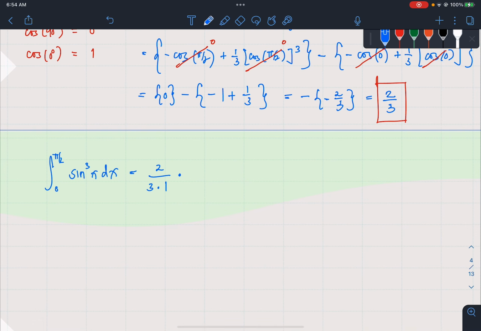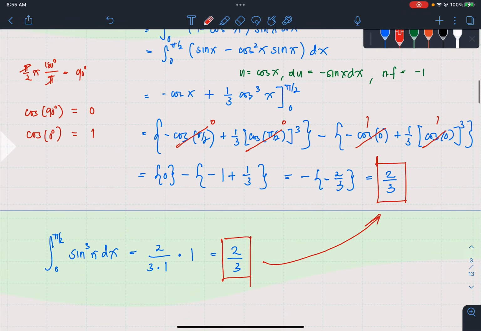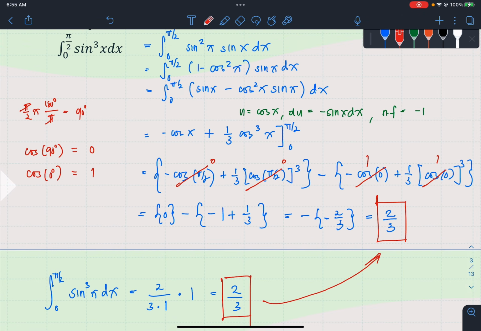And what is our multiplier? The alpha. So this is odd. Okay, so 1 is odd, so therefore our multiplier is 1. So 2 times 1 is 2, so 3 times 1 is 3. So the answer is 2/3. Which is the same as that. Okay. But then we don't need to do that. Okay, so using the Wallis formula, right away we can find the definite integral.